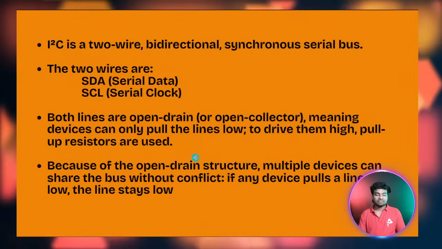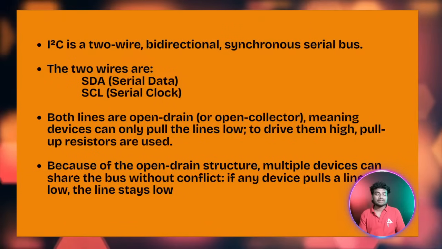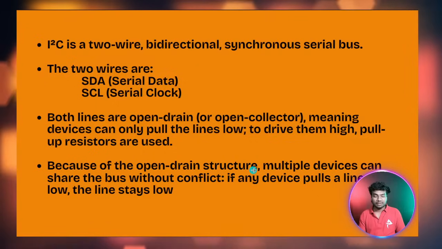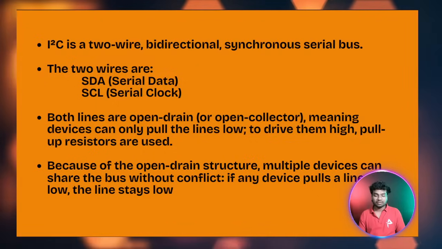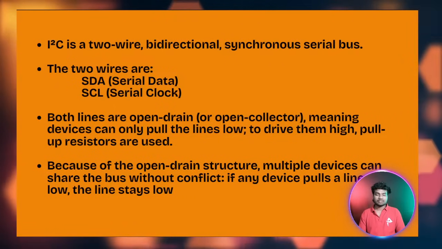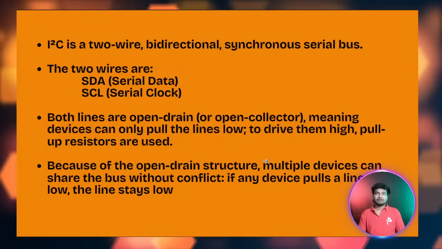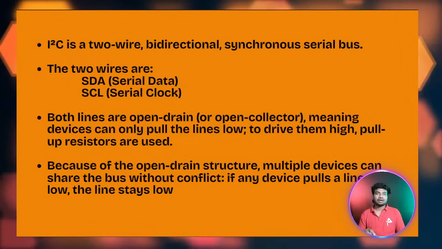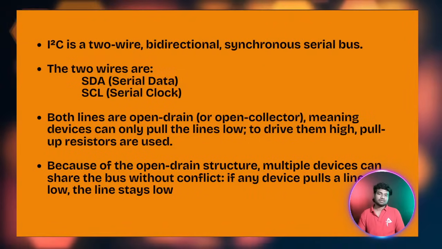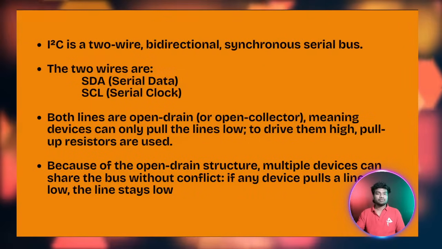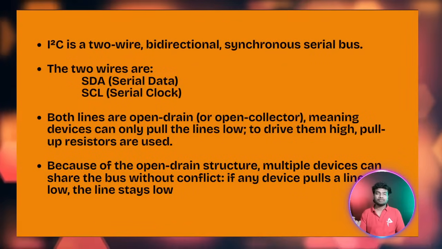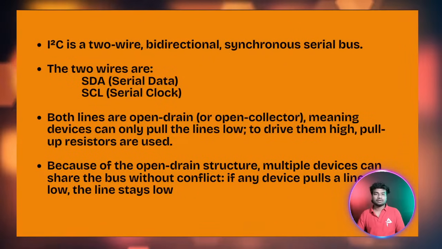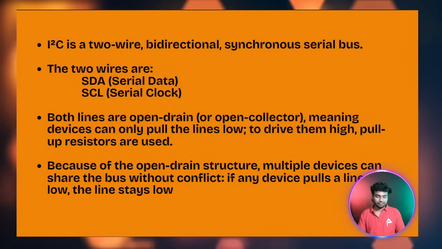Because of the open drain structure, multiple devices can share the bus without conflict. If any device pulls a line low, the line stays low. Pulling the line low is nothing but the master saying to the I2C bus, I want to communicate with the slave, so I will take the I2C bus. Then when the master completes that process, it will let the line go high, and another master will take the chance to send data to the slave device. This is how it works.